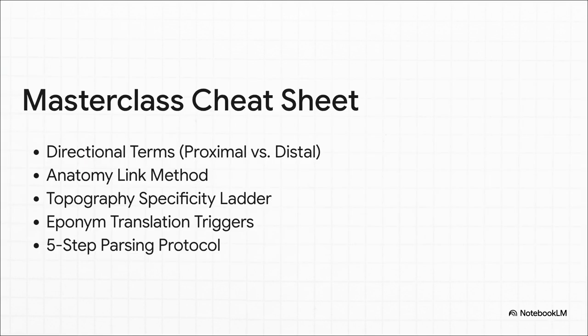As promised, here is your one-page visual summary. Go ahead and take a quick screenshot of this masterclass cheat sheet right now. It beautifully recaps everything we just covered: directional terms, the anatomy link method, the topography ladder, eponyms, and our 5-step parsing protocol. Keep this tucked away for your practice sessions.